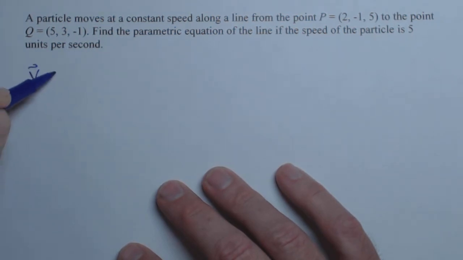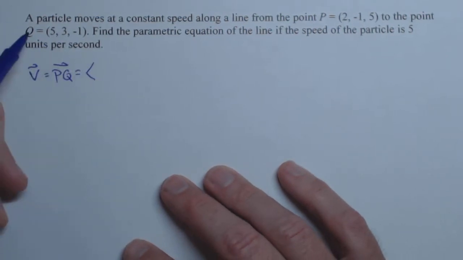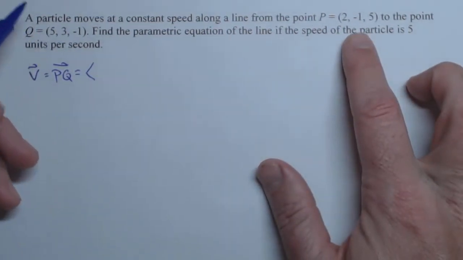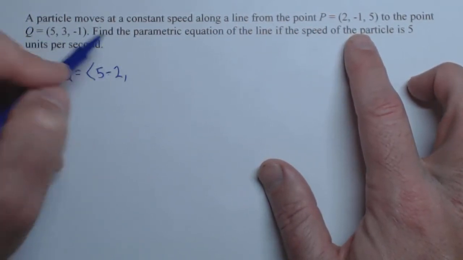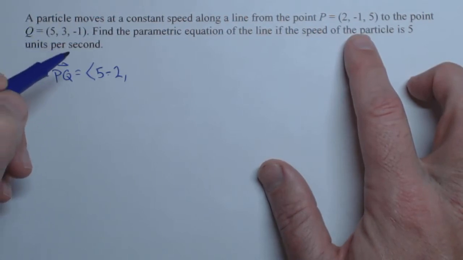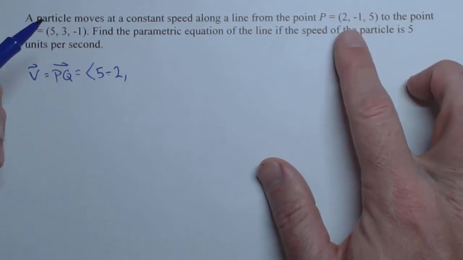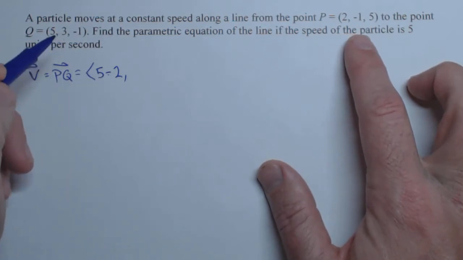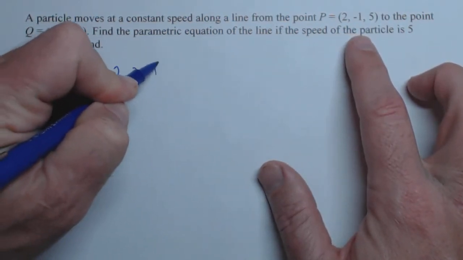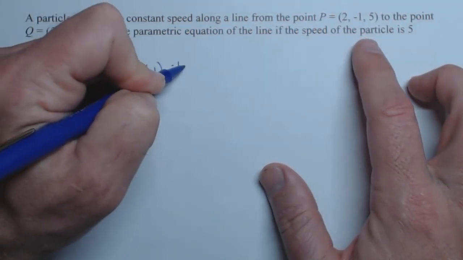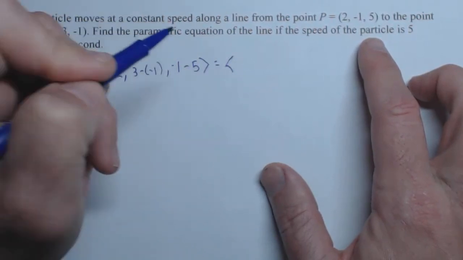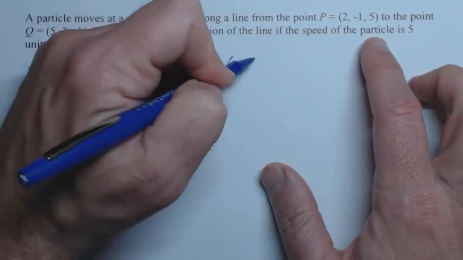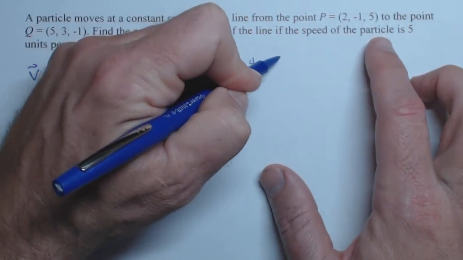So our velocity vector would be the vector PQ, and to find the vector PQ, we just take the difference of corresponding pieces. So 5 minus 2, it's always the ending minus the beginning, because we're going from P to Q, we're increasing 3 in the x direction. So that's why we do 5 minus 2. 3 minus a negative 1, and negative 1 minus 5. So this vector, our velocity vector, we can call it, is going to be 3, 4, minus 6.